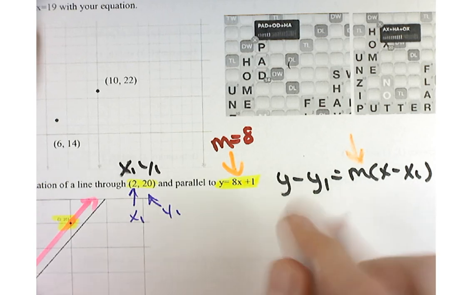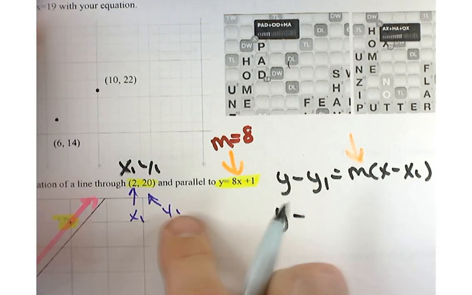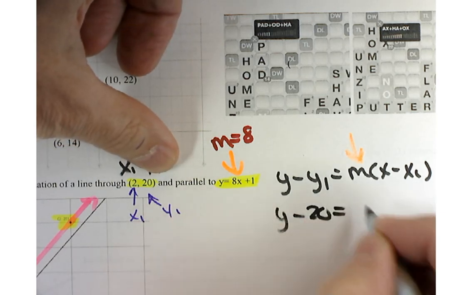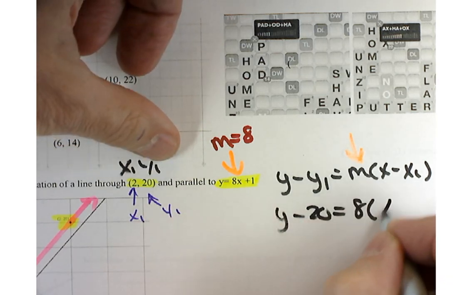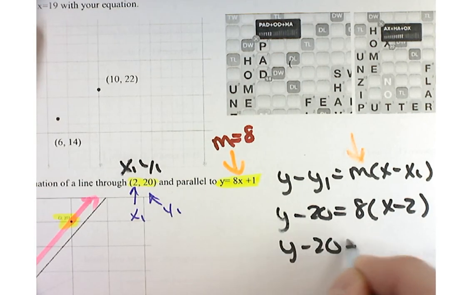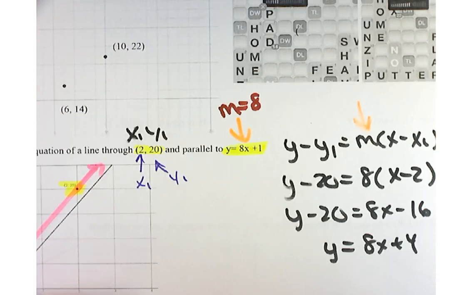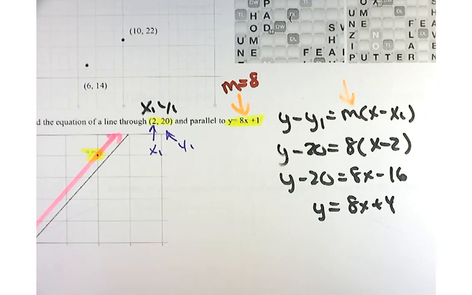Now I've got everything I need to plug into this equation. It'd be y minus 20 equals 8 times x minus 2. Remember, I like you to solve for y. So if you add 20 to both sides after distributing the 8, you get y equals 8x plus 4. Nice, very nice.